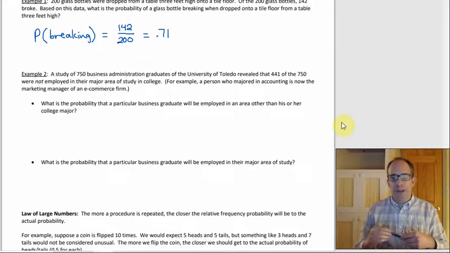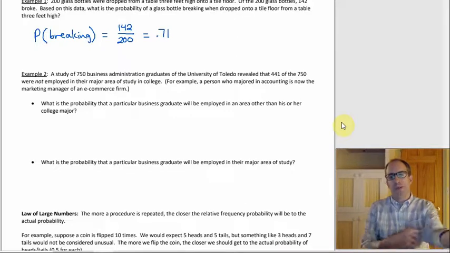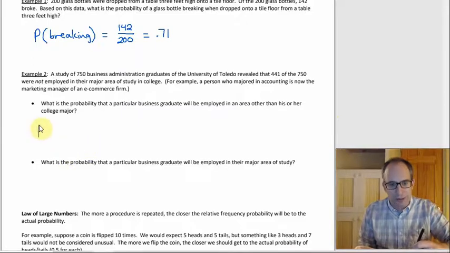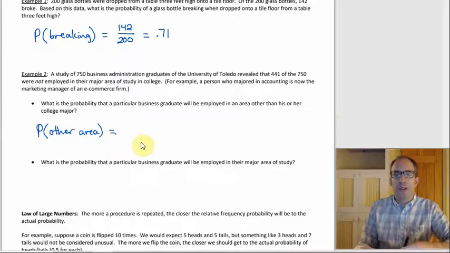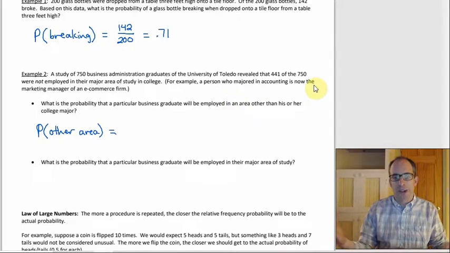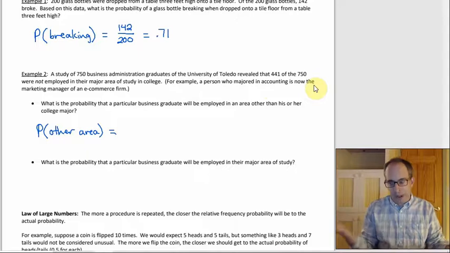So what would be the probability that a particular business graduate would be employed in an area other than his or her college major? So I guess this would be the probability of other area or other field or something like that. I'll just say other area since it says area in the wording. And then let's see. Here the repeated experiment is just checking an individual graduate to see what kind of job they have and what their major was before, right?